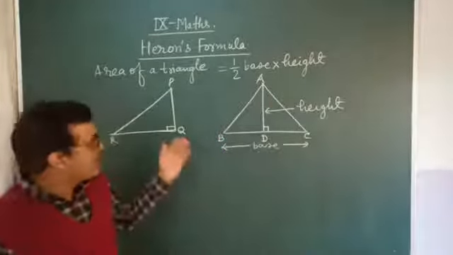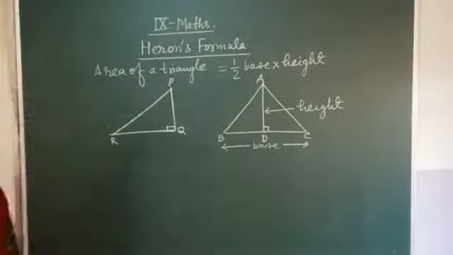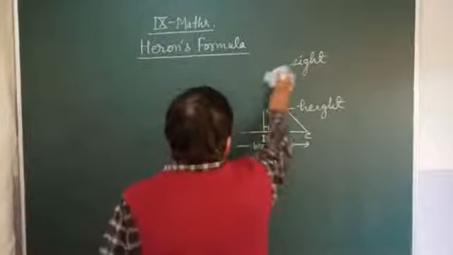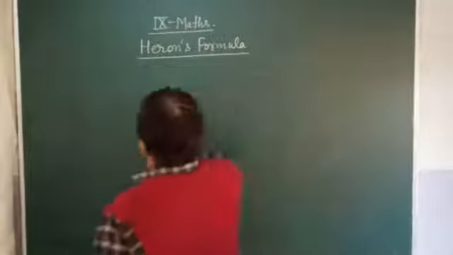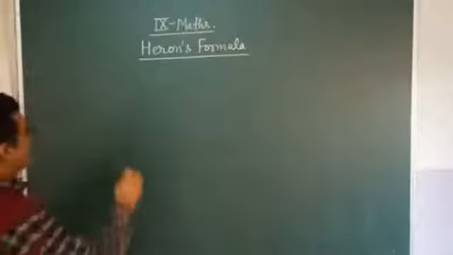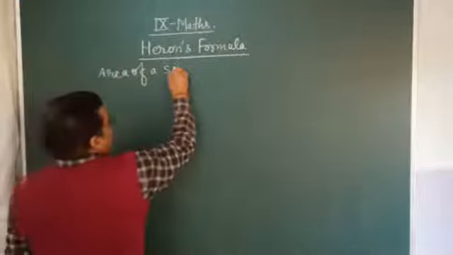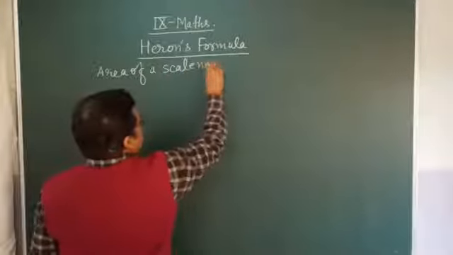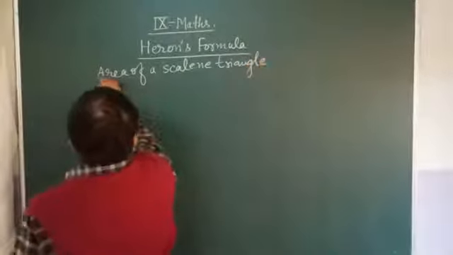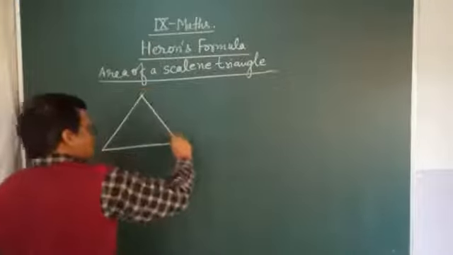Now we shall study the area of a scalene triangle in this chapter, to see how we find the area of a scalene triangle. Students, see, how we can find the area of a scalene triangle whose all three sides are not equal. A scalene triangle is a triangle whose all sides are different.